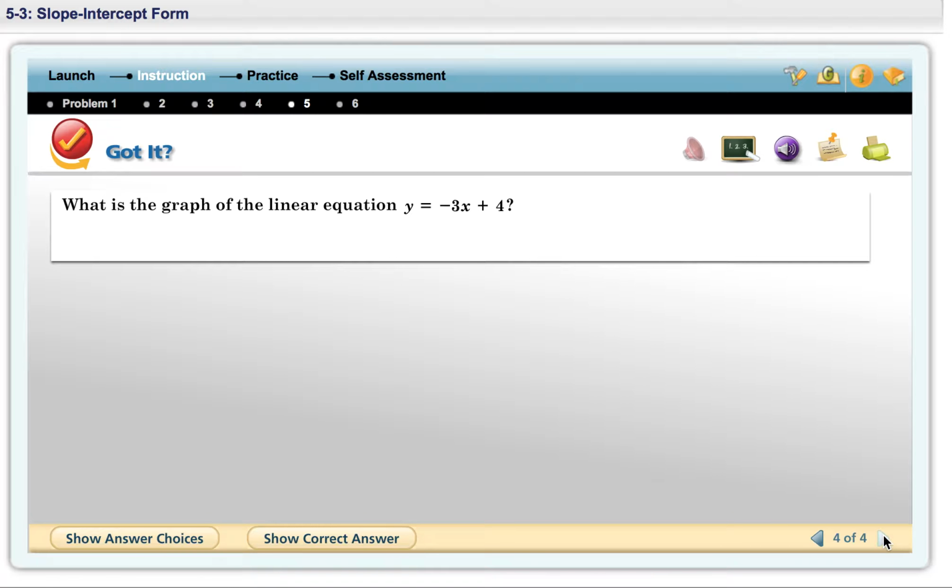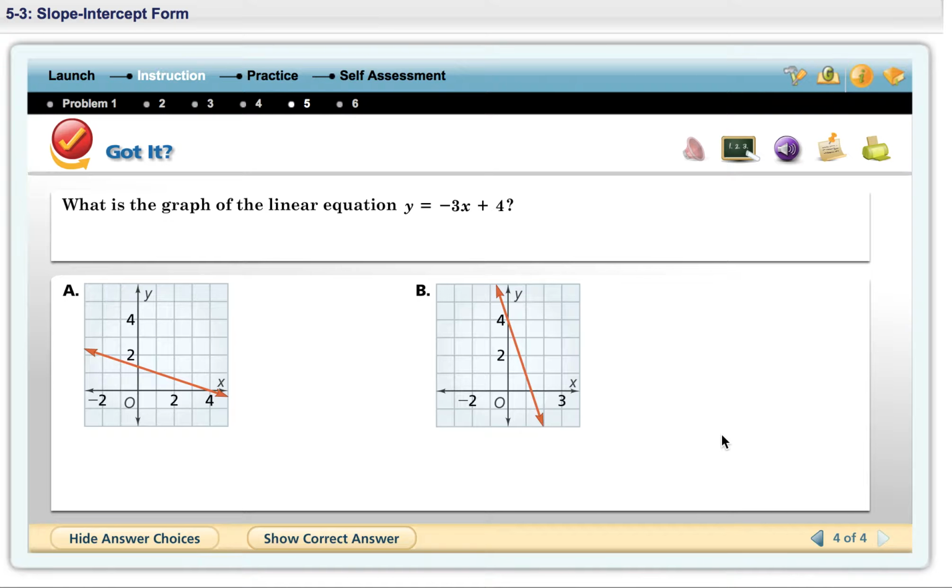So in this one, it says, what is the graph of the linear equation y equals negative 3x plus 4? Well, if you guys can remember your slope-intercept form, y equals mx plus b, there shouldn't be a problem graphing this thing. I'll give you some possible answer choices, and why don't you take a few minutes and figure out which one you think works best.